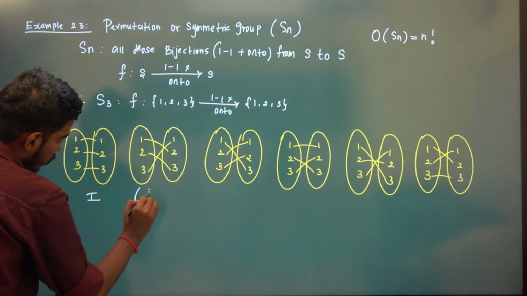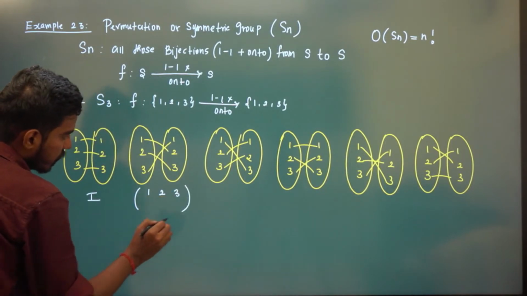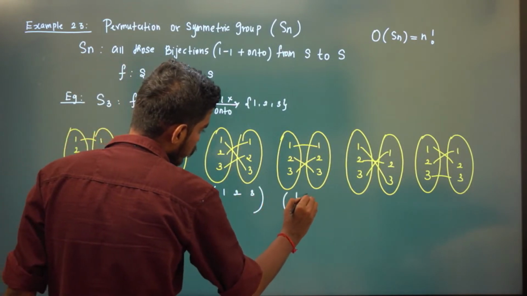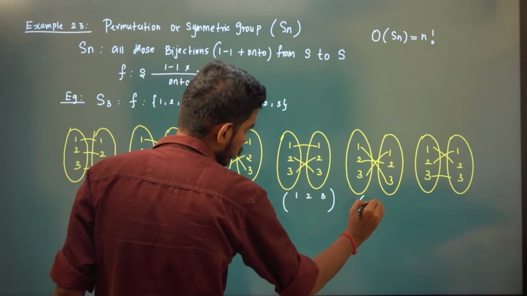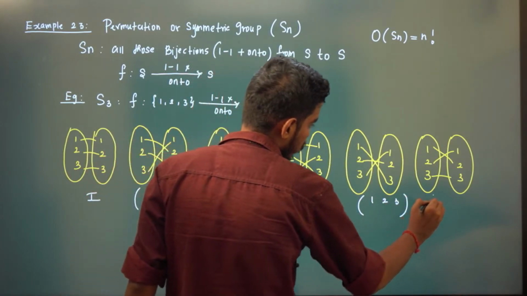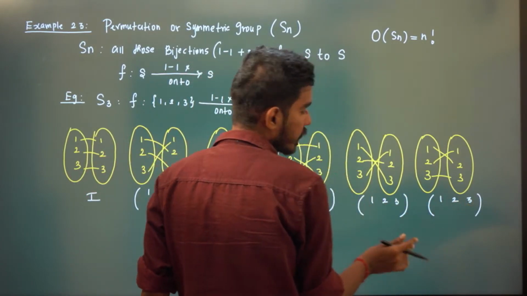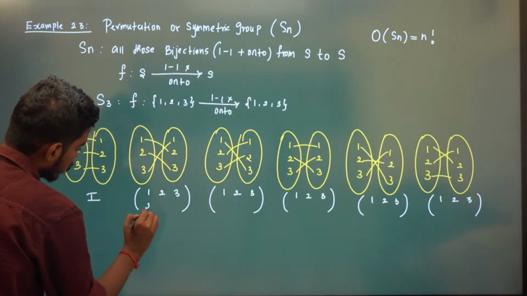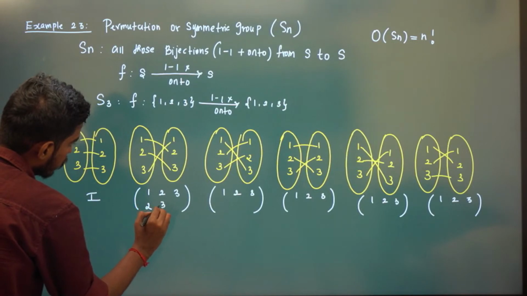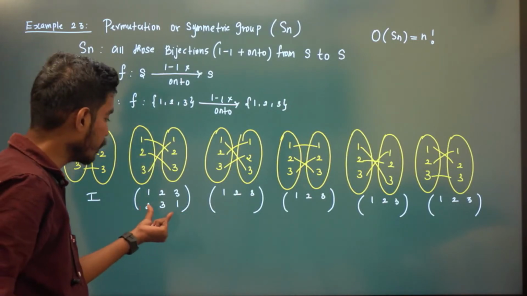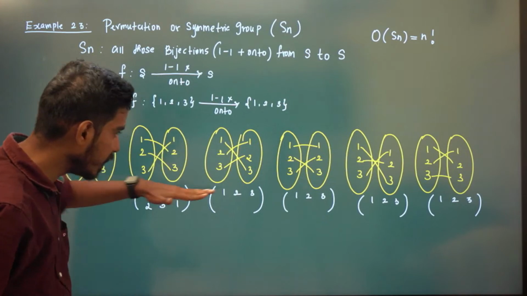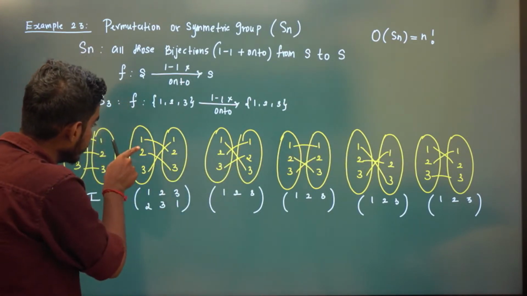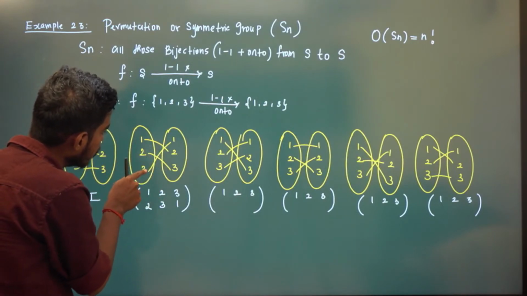You just write 1, 2, 3 on the top, because you have 3 elements. This is the notation for permutation. Now here you can see 1 goes to 2, 2 goes to 3, 3 goes to 1. Is it clear? This is the representation of this diagram. You should always write 1, 2, 3 on the top because we have S3.